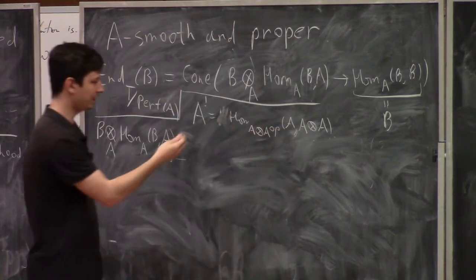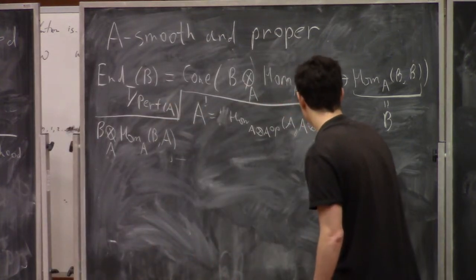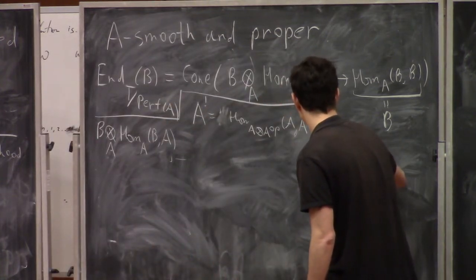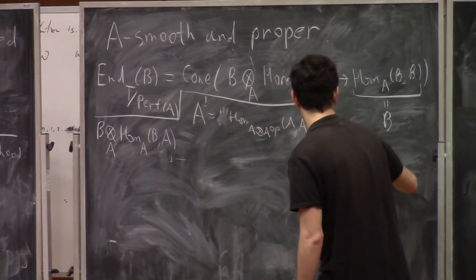So in the geometric case, if you have some smooth and proper varieties, then it gives you basically twisting by the anti-canonical bundle shifted by minus dimension.